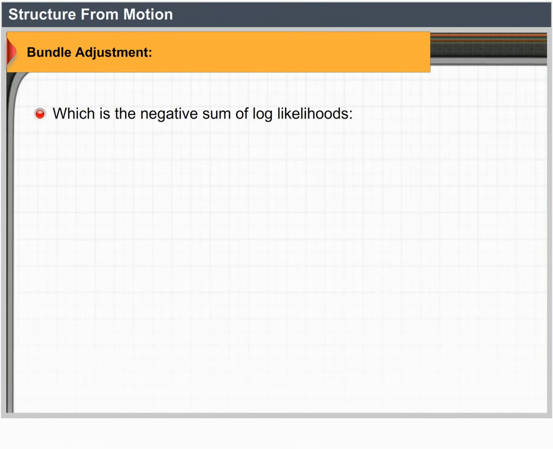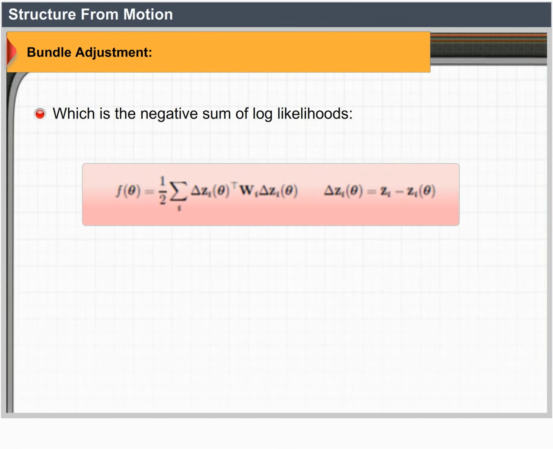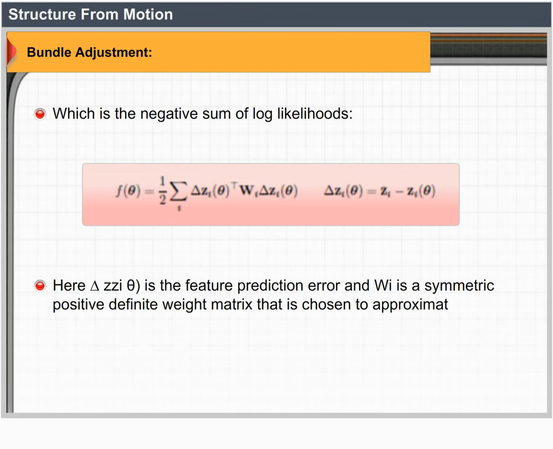Here, delta zi theta is the feature prediction error and wi is a symmetric positive definite weight matrix that is chosen to approximate the inverse covariance of the measurement noise associated with measurement delta z.